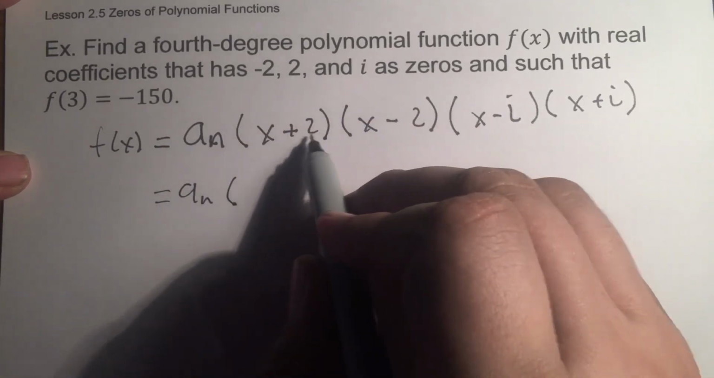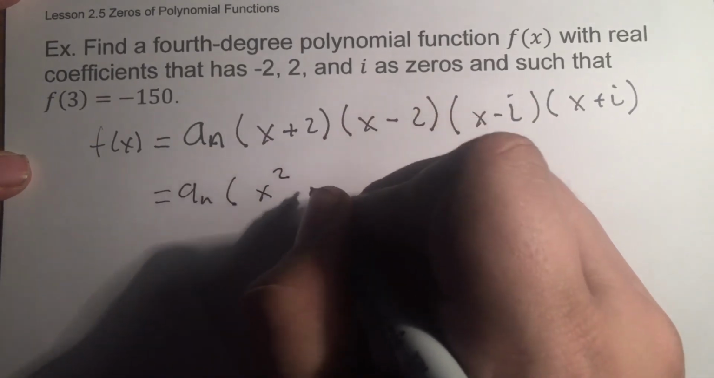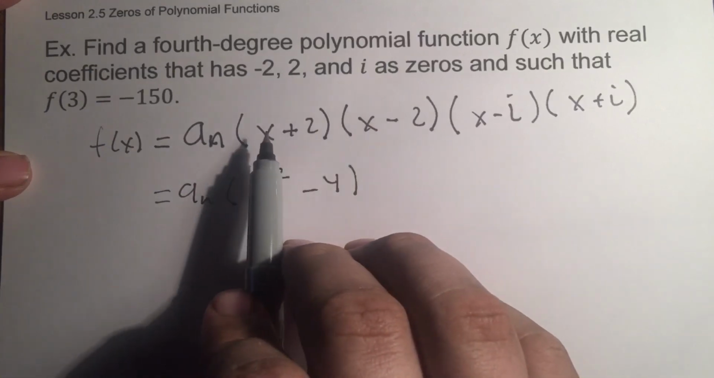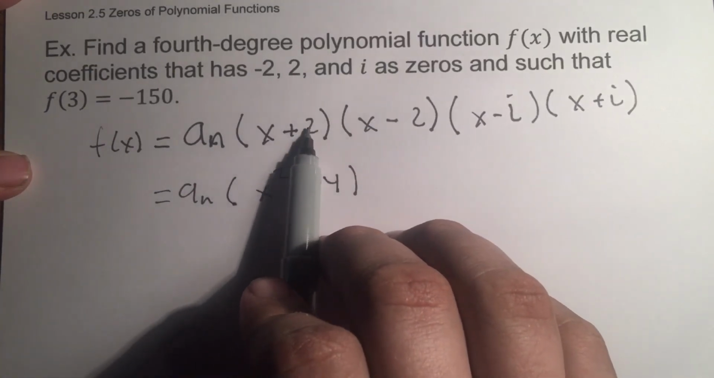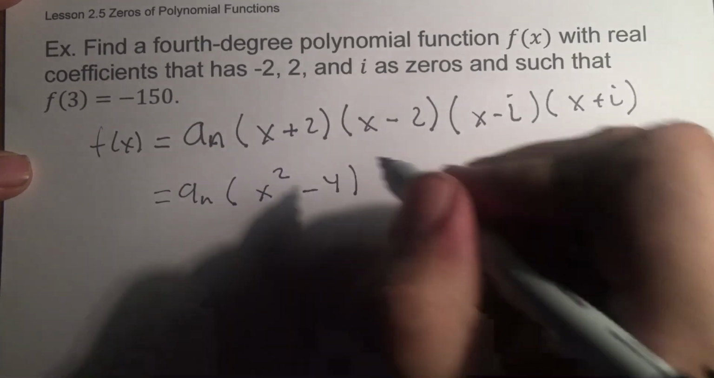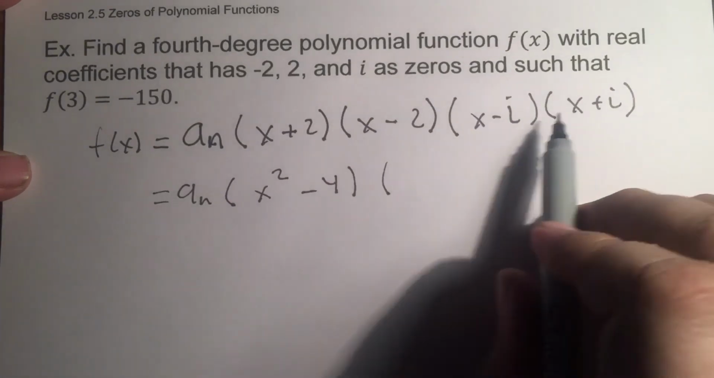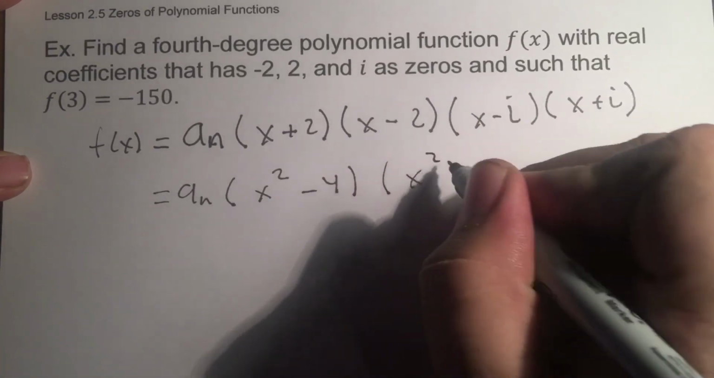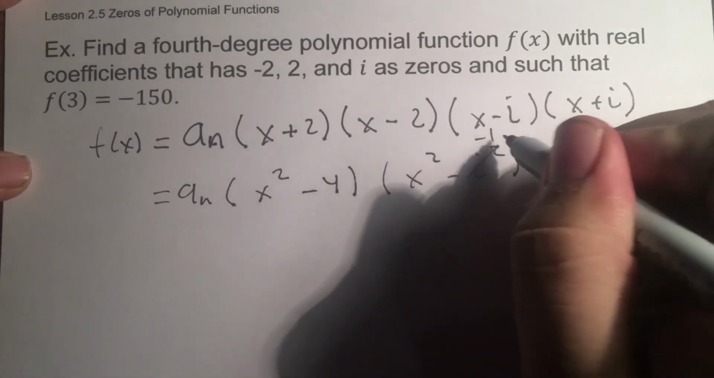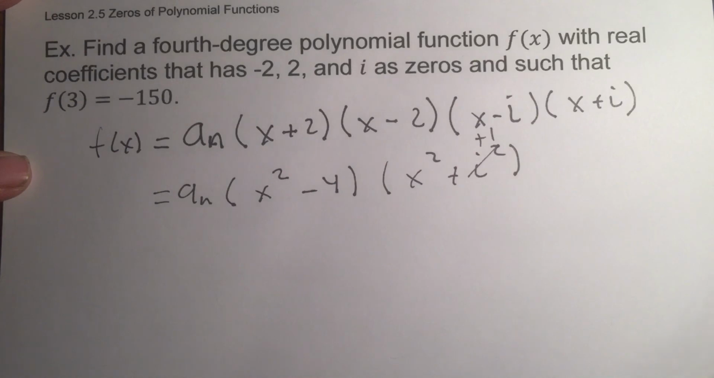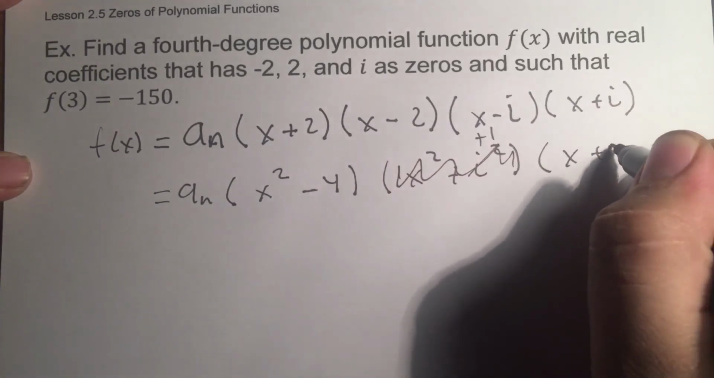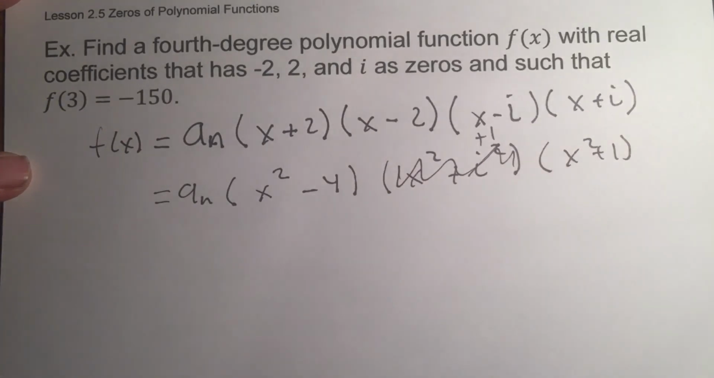So x plus 2 times x minus 2 would go to x squared minus 4. These are a difference of squares. So x and x squared, you'd have a plus 2x and a minus 2x, so the middles would cancel. 2 and -2 make -4. For this other one, same idea. We would get x squared minus i squared. Remember, i squared is -1, so that's going to cancel and be, I'm going to rewrite it over here, x squared plus 1.